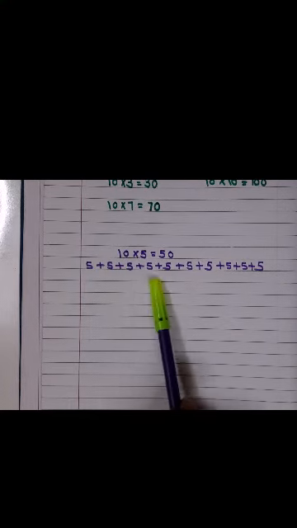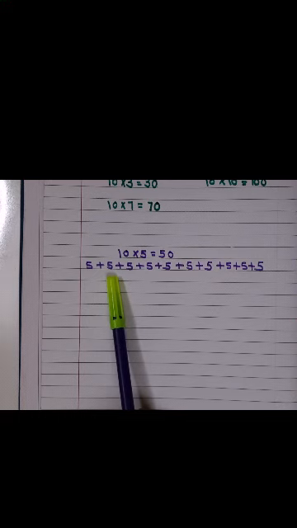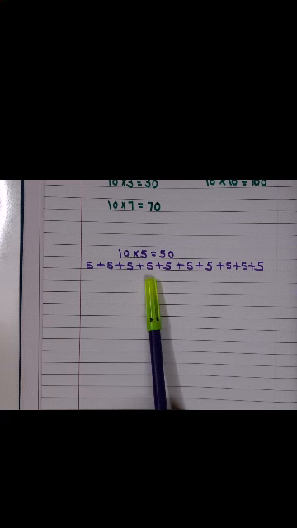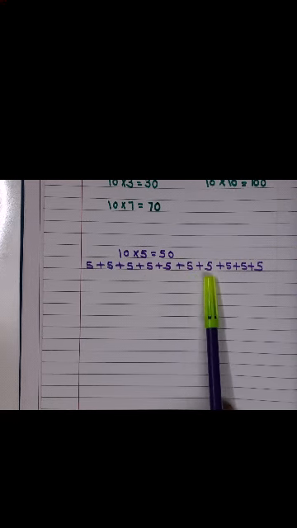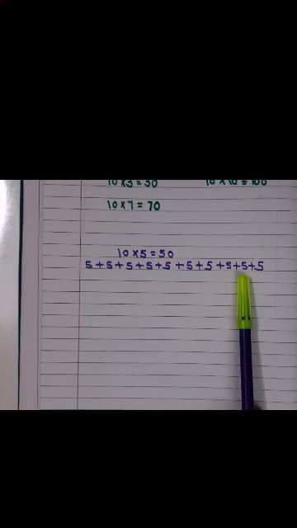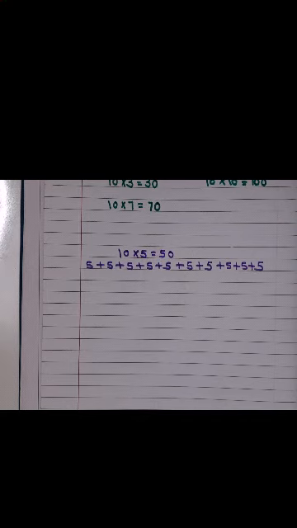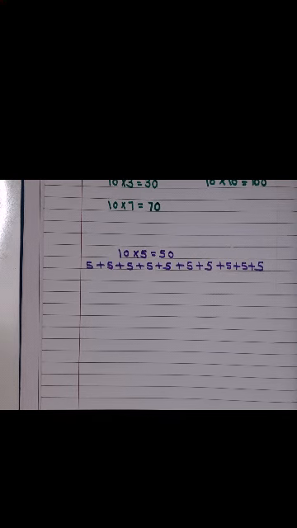10, 15, 20, 25. Okay. So you add this. What will you get? 10, 15, 20, 25, 30, 35, 40, 45, 50. You got your 50, children? Okay. So when the value of 5 is increased 10 times, we get 50. The same goes for any number multiplied by 10.